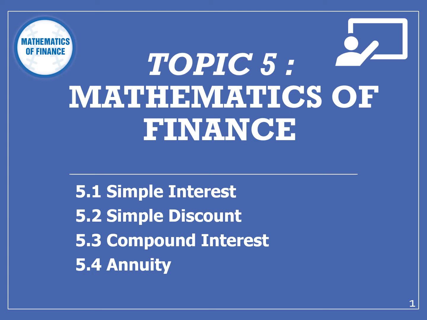Okay, hi everyone. Now we continue topic 5, mathematics of finance. In this topic, we have 4 subtopics. The first one is simple interest, the second one is about simple discount, and then compound interest. Last but not least, annuity.